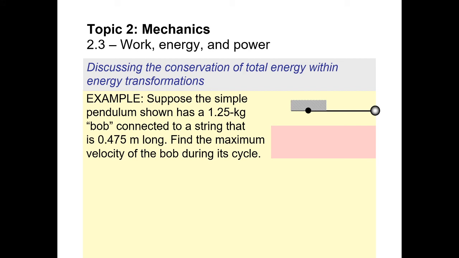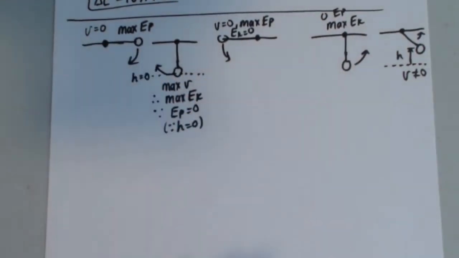All right, so let's do this problem. Suppose the simple pendulum shown has a 1.25 kilogram bob connected to a string that is 0.475 meters long. Find the maximum velocity of the bob during its cycle. The bob, that's just the weird name for this thing on the end here. Sometimes it's called a plumb bob, and sometimes it's just called a bob. Let's not get into why that is, but let's just solve the problem.